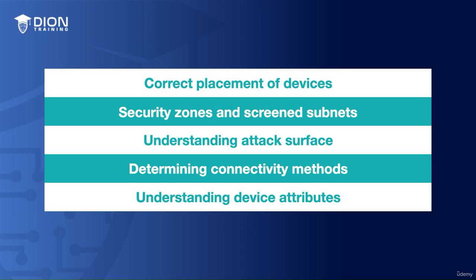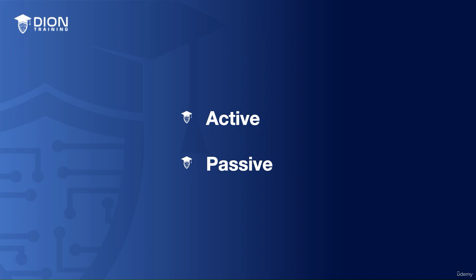Fifth, we need to consider the device attributes that will affect how each device can be utilized in our network's architecture. When I refer to a device's attributes, I'm really referring to whether or not the device is considered to be active or passive, and if it's going to be placed inline or as a tap or monitor inside of your network architecture.